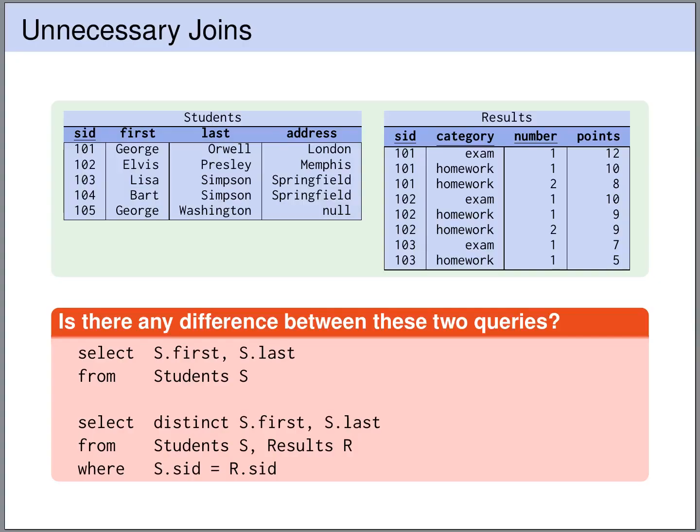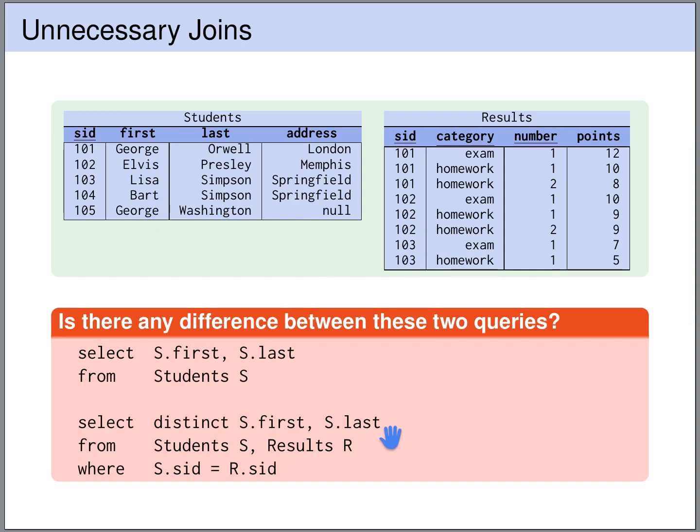Let's consider the following 2 queries and let's discuss whether there's a difference between the 2. The first query queries the students table and selects the first and the last name. So basically we will get the students table where the columns sit and address have been dropped. So we only keep the columns first and last.